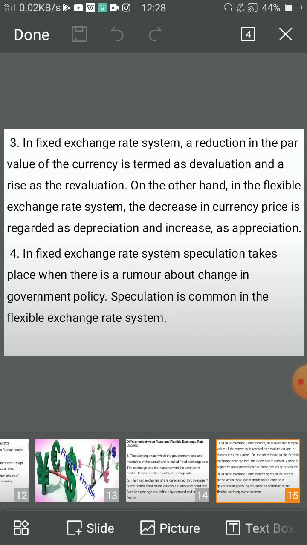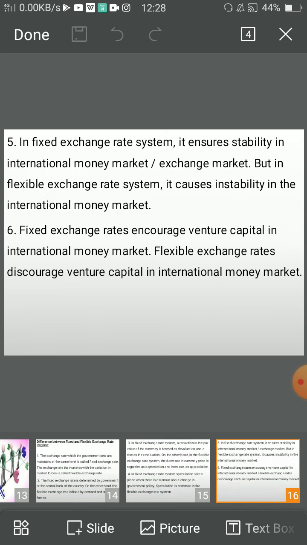In fixed exchange rate system, speculation takes place when there is a rumor about change in government policy. Speculation is common in the flexible exchange rate system. Under fixed exchange rate system, it discourages speculation. Under flexible exchange rate system, it encourages speculation.